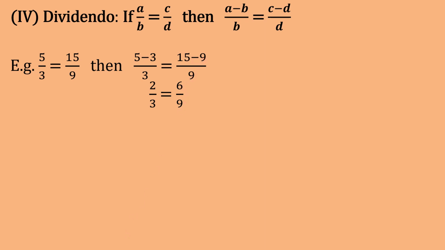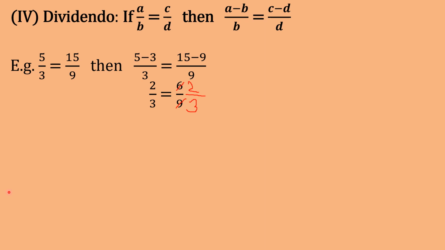We can further simplify this. Yes, this will not go. This is the simple form, that is 2 upon 3. Already it is in simple form. Now 6 upon 9, both are divisible by the 3's table. So 2 3's are 6 and 3 3's are 9. So students, you also get 2 upon 3 equal to 2 upon 3. Means if A upon B equal to C upon D, then A minus B upon B equal to C minus D upon D. This property is known as dividendo.